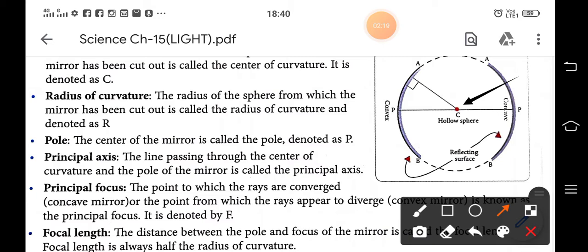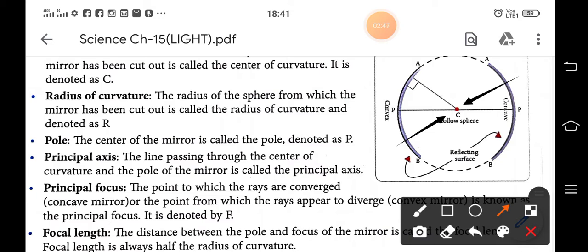And second is radius of curvature. The radius of the sphere from which the mirror has been cut out is called the radius of curvature and denoted by R. This line, which is the radius of the sphere, is known as the radius of curvature.